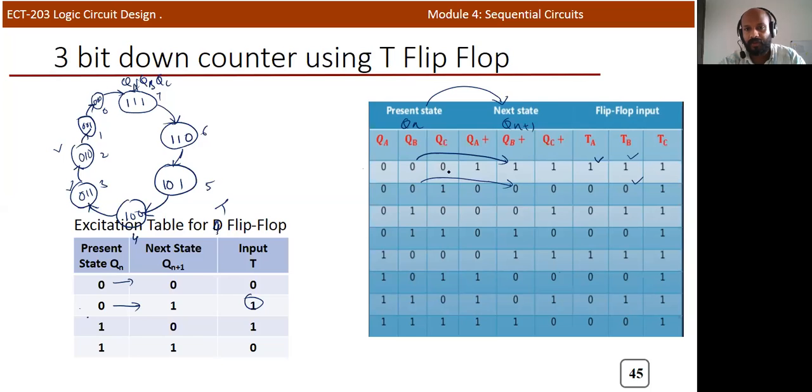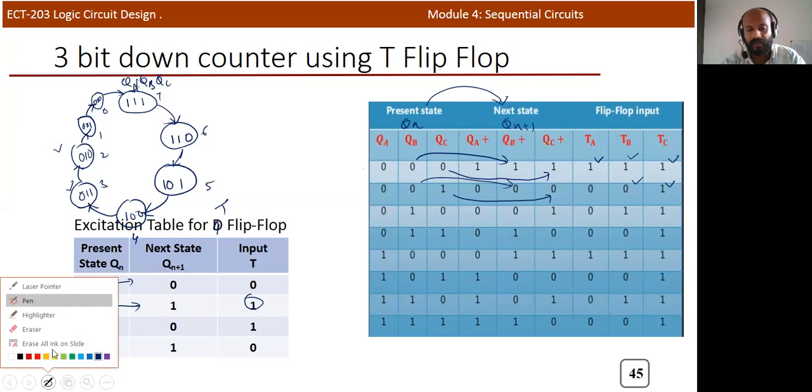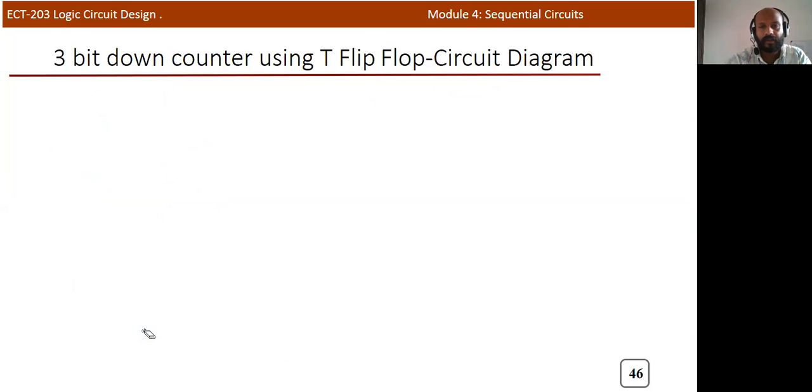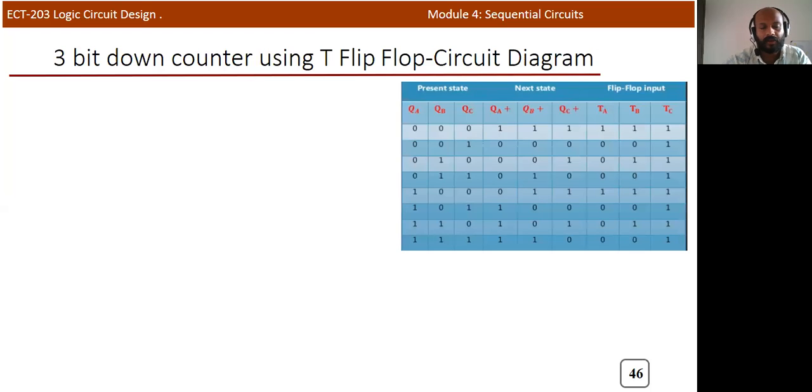And now we can think about QC. QC is changing from 0 to 1, so it is 1. Again, QC is changing from 1 to 0, so again it's 1. By observing the excitation table, you can complete this table also. Okay, so now we can complete this table. Once you get the particular table, you can draw the circuit diagram.